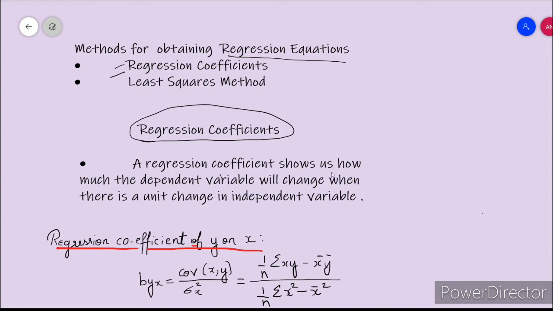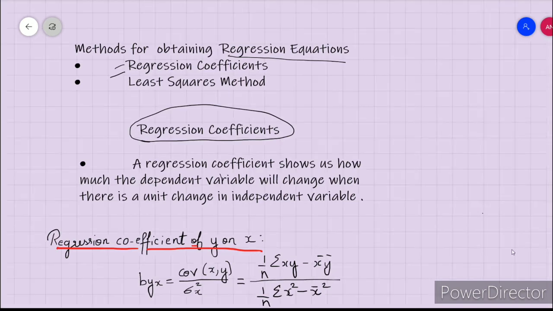This is called the regression coefficients. From the definition, we see that a regression coefficient shows us how much the dependent variable will change when there is a unit change in the independent variable. In other words, what will happen to the dependent variable when the independent variable changes by 1.